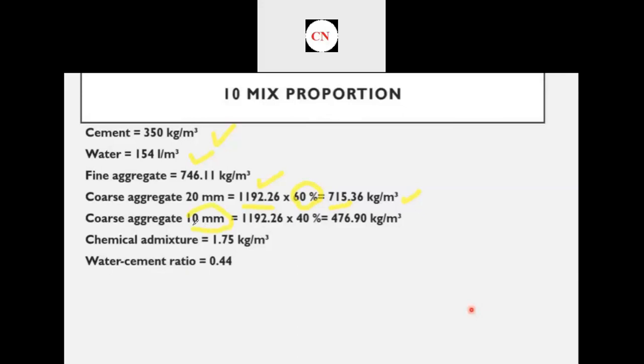Similarly, the coarse aggregate of 10 mm and downsize: of the total aggregate weight of 1192.26, we use 40% of 10 mm size, so the value is 476.90 kg per meter cube. The chemical admixture mass is 1.75 kg per meter cube, and the water cement ratio we have taken is 0.44. So this is the mix design procedure using the updated IS code, IS 10262 2019. That's all for today.